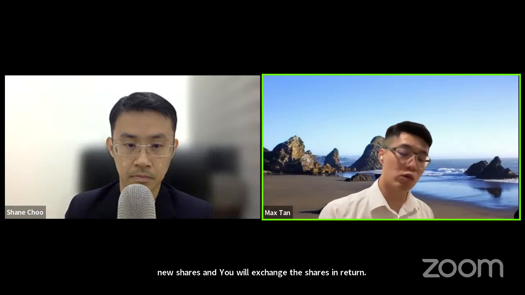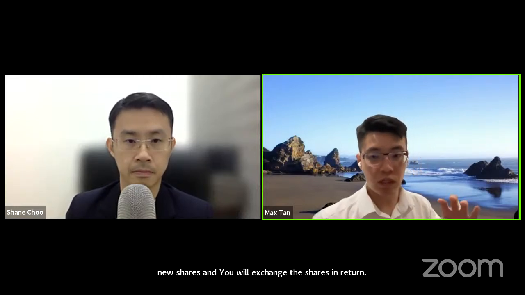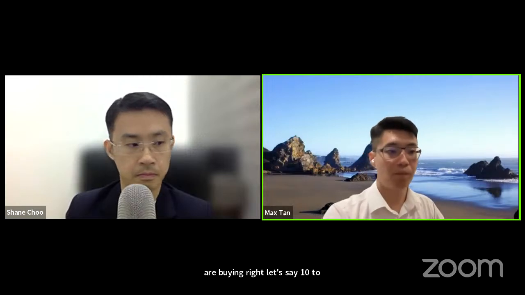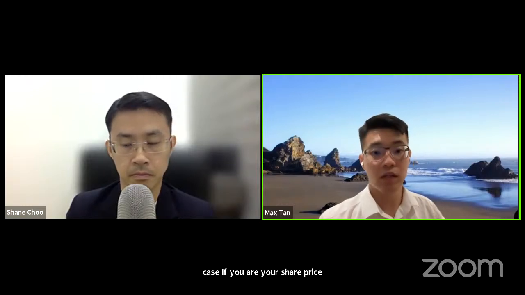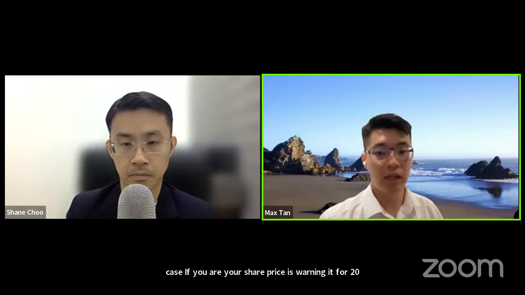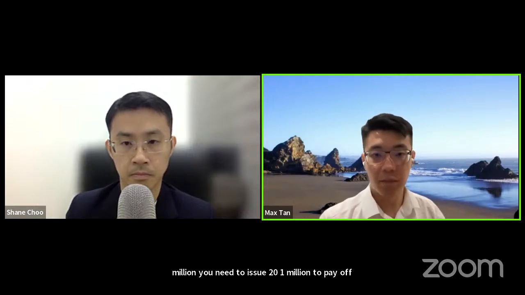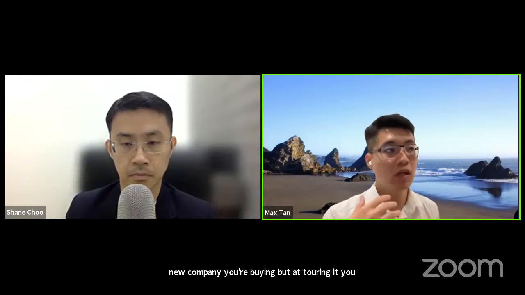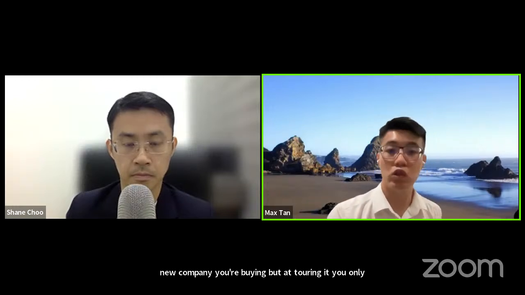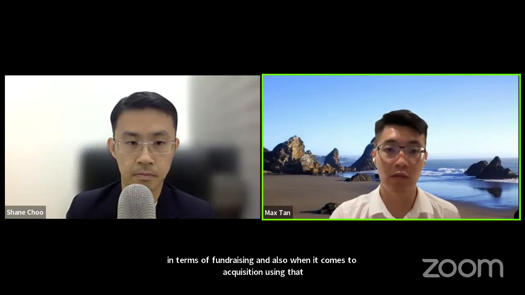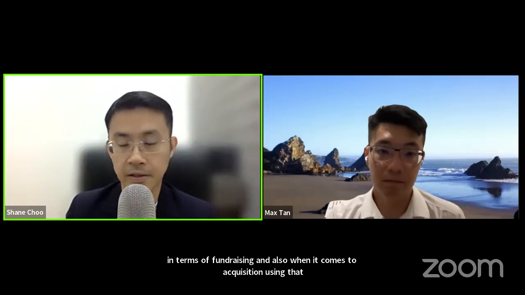So there is also a value tied to the company that you are buying, right? Let's say 20 million. Again, back to the case. If your share price is at 1 ringgit, for 20 million you need to issue 20 million new shares to pay off the new company you are buying. But at 2 ringgit, you only need to dilute 10 million shares. So it's very useful in terms of fundraising and also when it comes to acquisitions using shares when the share price increases.